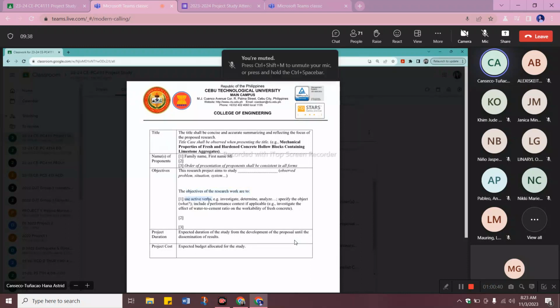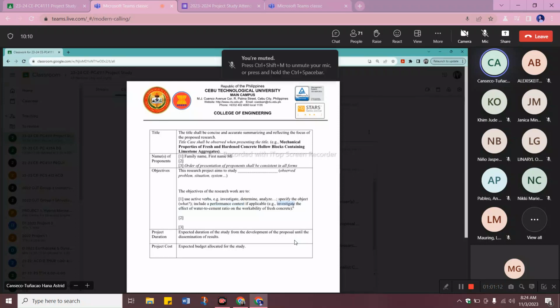You are to use active verbs. No? That is to investigate, determine, analyze. No? Specify the object. What are you trying to investigate? What are you trying to determine? What are you trying to analyze? Include a performance context if applicable. No? So how do you measure? If there's a way to measure the performance, then include.